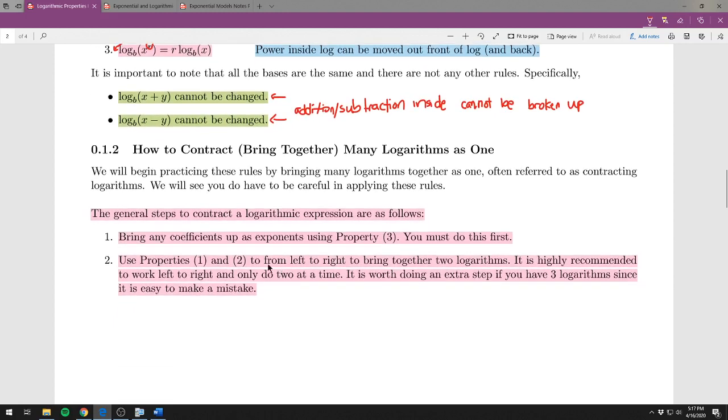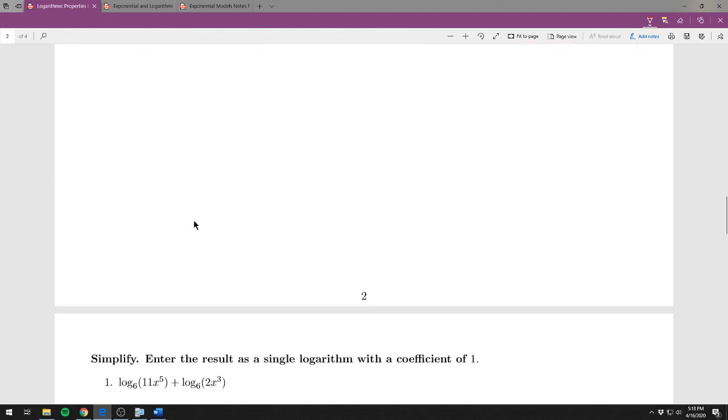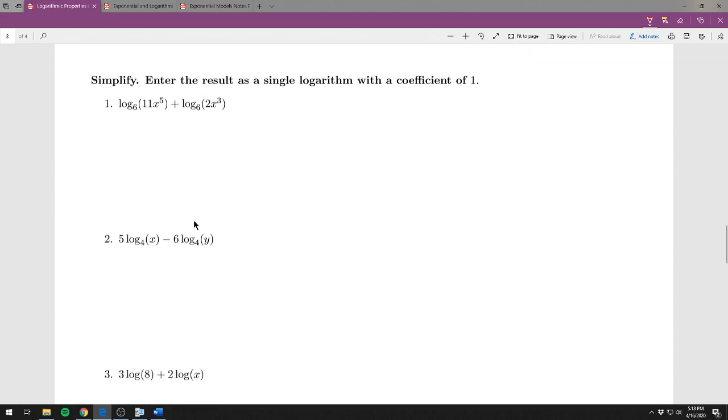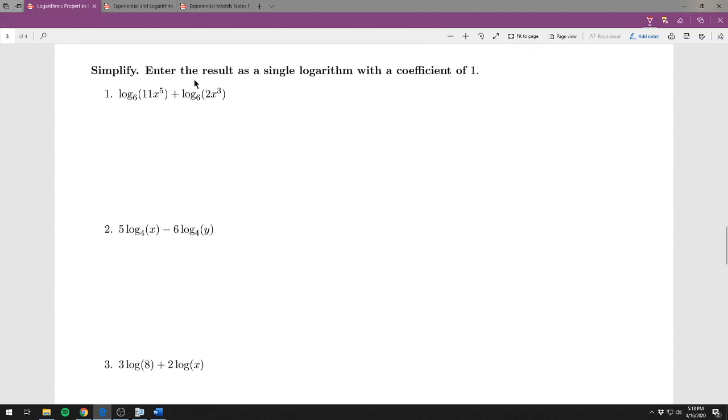Now, the first thing we're going to do is how to bring many logarithms together as one. I'm going to just scroll down very quickly to the problems and then look back up at the steps that we'll take here and explain them along with the rules. The directions will say something like this: simplify this, and what it means by simplifying is enter the result as a single logarithm. So this one we have 2 and we just want 1 with a coefficient of 1. Coefficient means the number out front. We want only 1 log with no numbers out front.